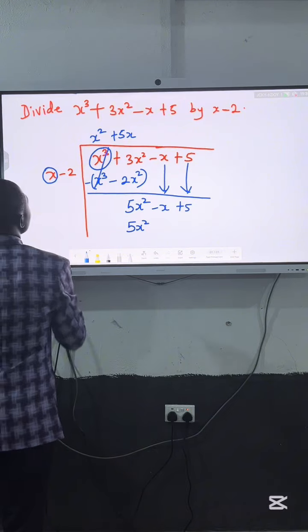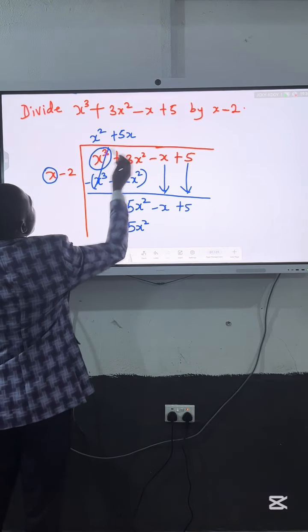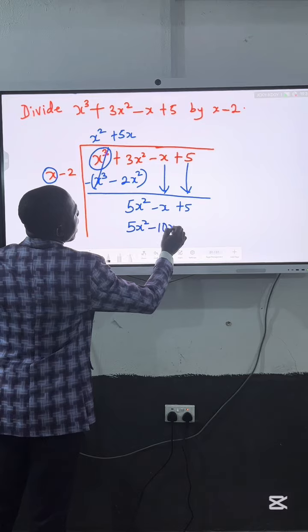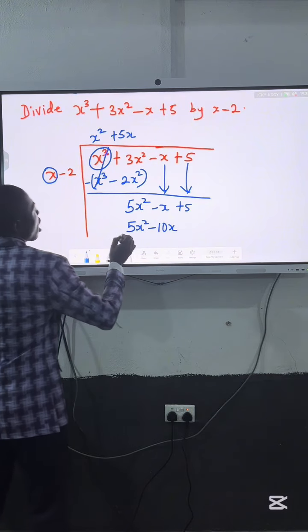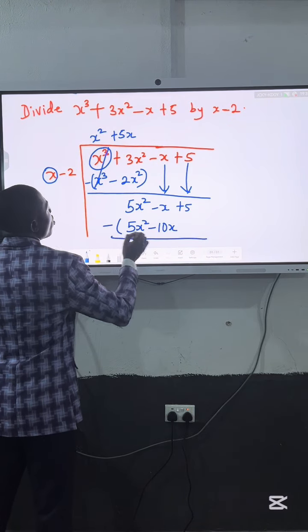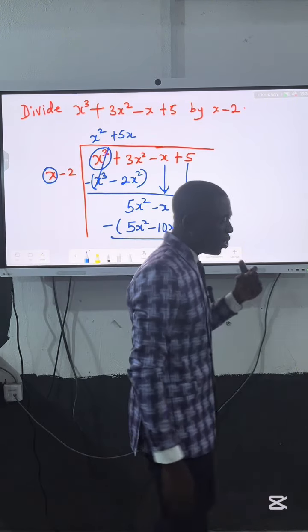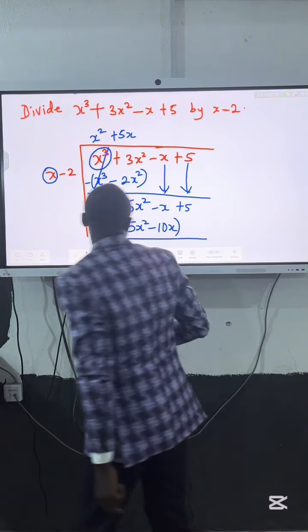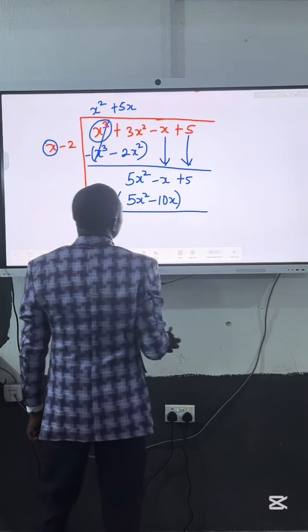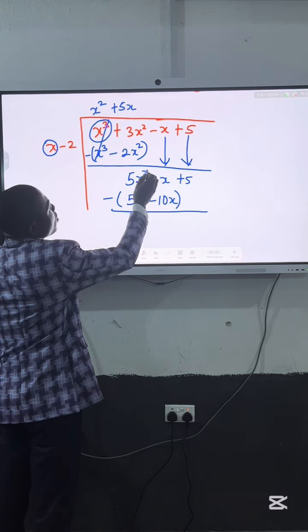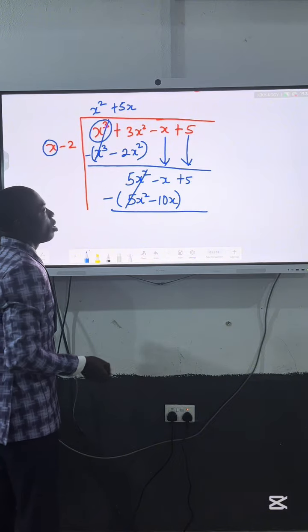Now after that, what do you do next? 5x multiplied by minus 2, you're going to get minus 10x. Now, what are you meant to do now? Carry out polynomial subtraction. Subtraction goes with division. So we are subtracting now. 5x squared minus 5x squared is 0. This part is gone.